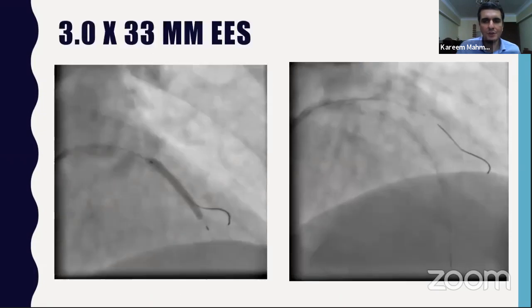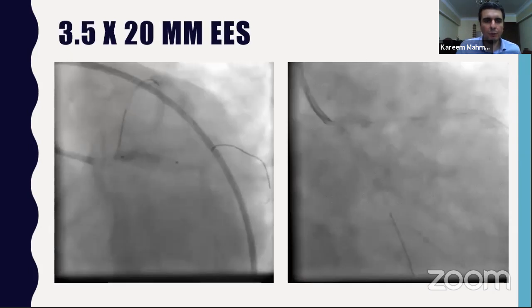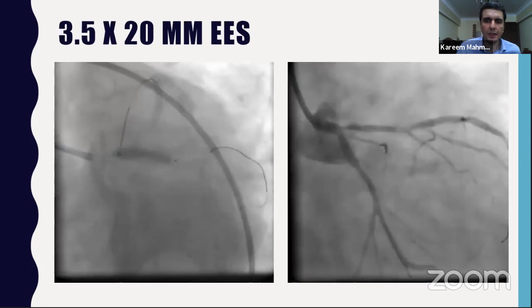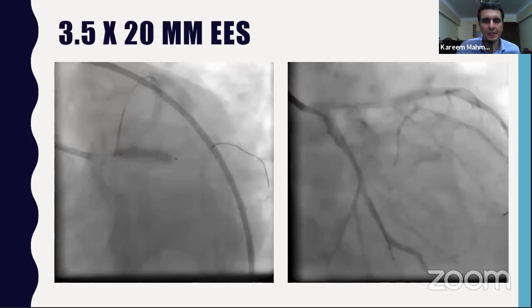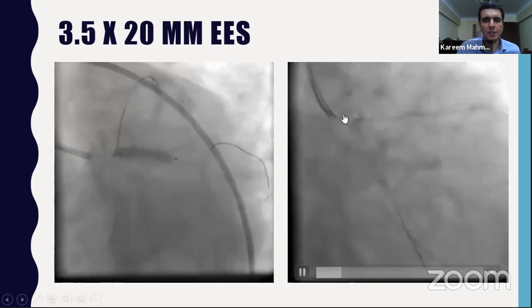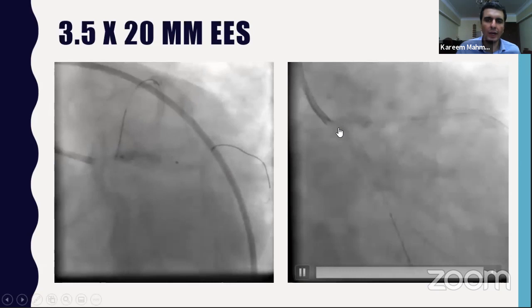3.0 by 33 millimeter everolimus-eluting stent in the mid LAD. Then a 3.5 by 20 millimeter everolimus-eluting stent in the LCX, which is somewhat oversized, but there is good flow in the LCX. And here we have a severe pinching of the LAD. So we did the first rewiring.